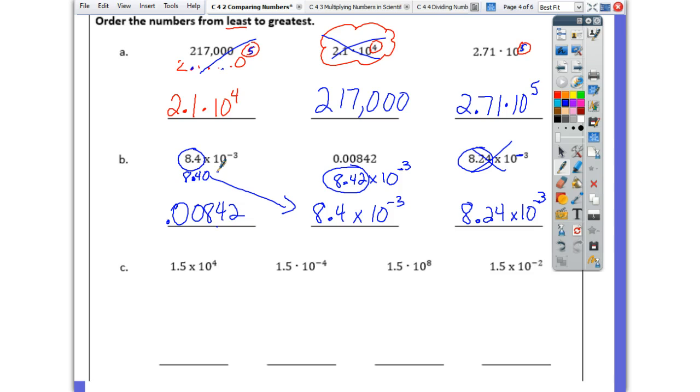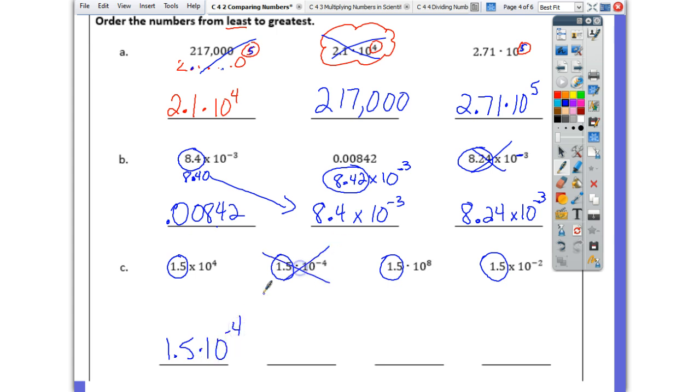All right, now we go to letter C. Now we have 4 of them to compare instead of just 3. What do we want to do? Well, if you look here, they're all 1.5, 1.5, 1.5. They're all in scientific notation, so all we have to do is look at our exponents. The smallest exponent is going to be one of the negatives. Which one's smaller in the negative world? The negative 4. So we're going to go 1.5 times 10 to the negative 4.